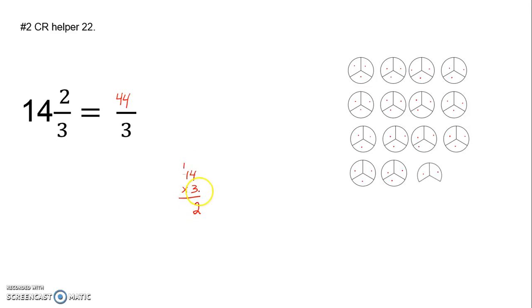Put down a 2, carry a 1. 3 times 1 is 3, and 1 is plus 1 is 4. So there's 42 thirds in 14 whole circles. Then you have to add on 2 extra thirds. So you do 42 plus 2, and that gives you 44 thirds. But I just want to make sure you understand why 14 and 2/3 is actually 44 thirds.